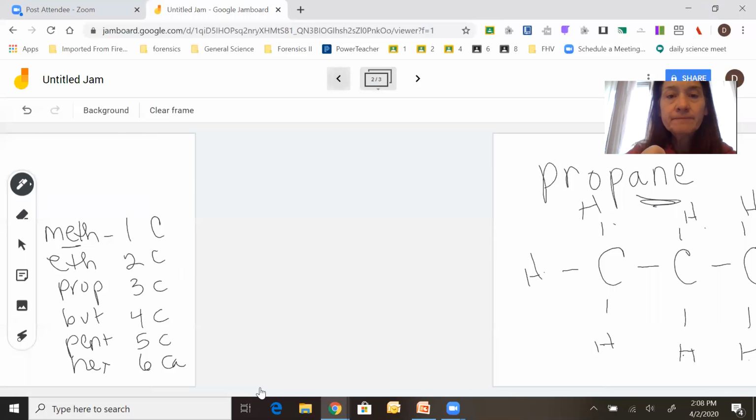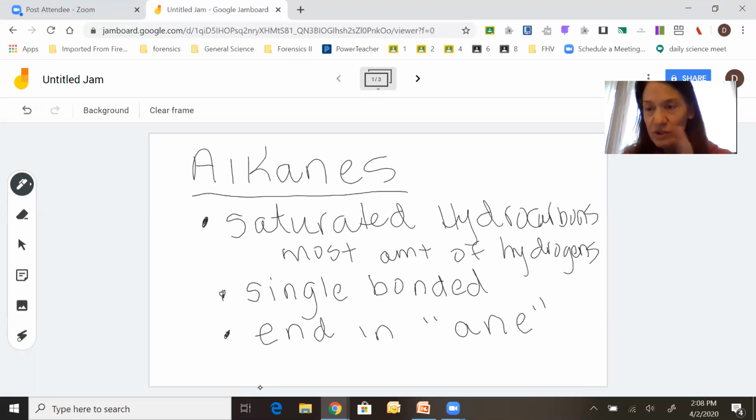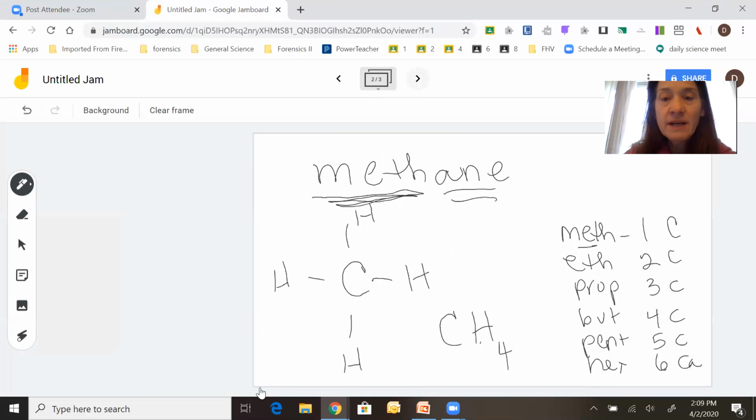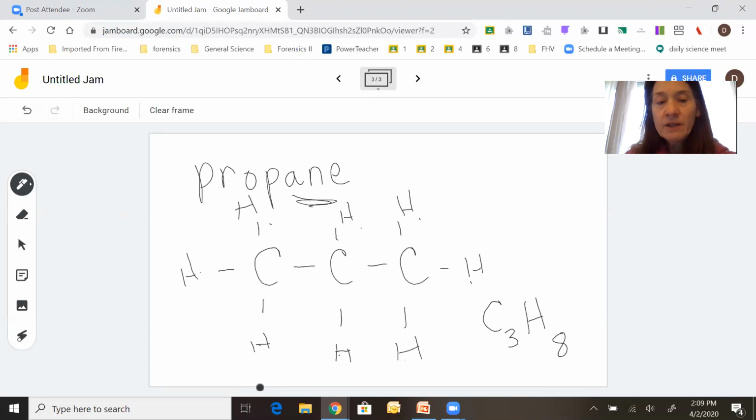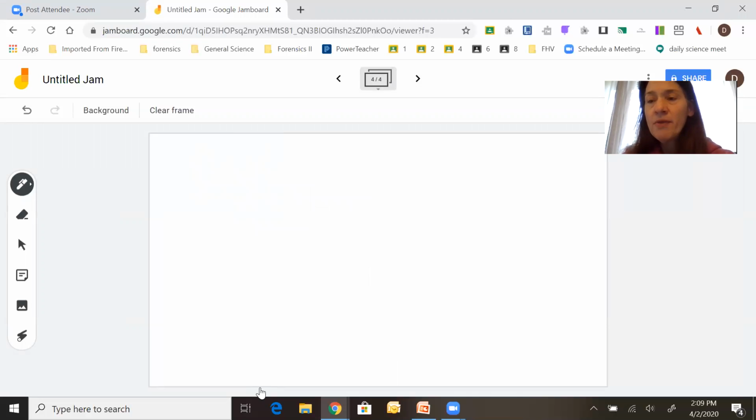Let's go back to the first slide. So we're talking about alkanes. We're talking about hydrocarbons. Okay? It's a saturated hydrocarbon. They're single bonded. They all end in ane, and they're straight chained. What does that mean? That means 1 carbon after another. You notice that when we did propane, it's 1 carbon after another. So we're talking about straight chain hydrocarbons, and what that means is they're just carbons in a straight chain. Okay? Let's do another one. Let's do pentane.